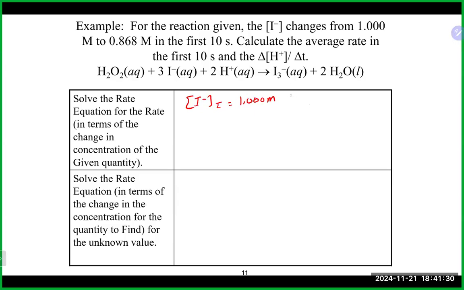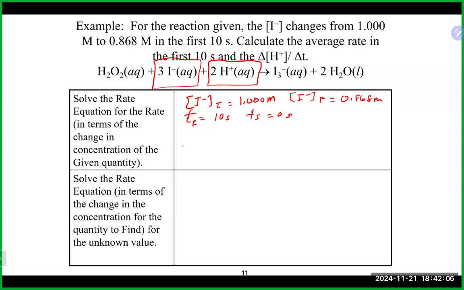We also have its final concentration, which is 0.868 molar. And we have our time here of 10 seconds. So that could be your final time, and your initial time would be 0 seconds, obviously. Here we want to calculate the rate, and we also want to calculate how H plus is changing with time. So really, we have information about this one and this one, so those are the two rate expressions we want to write.